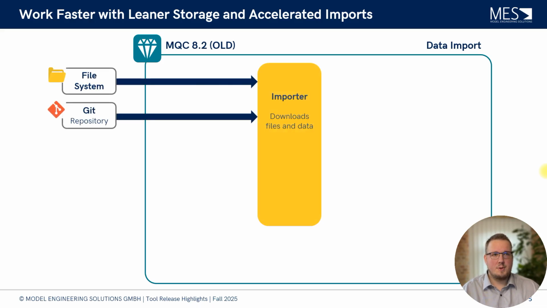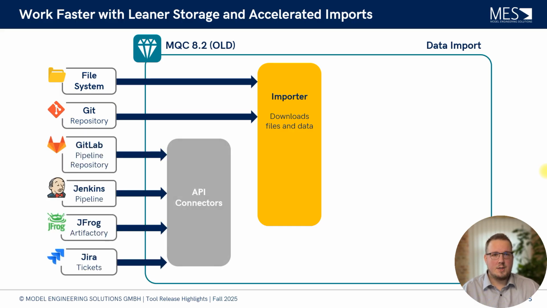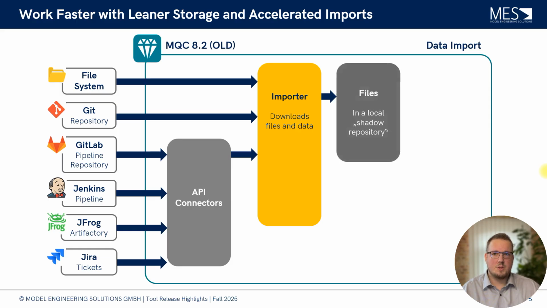In the old import, the file system and Git repository were directly handled by the importer. API connectors were also downloading files that the importer then processed. All these files were stored in a local shadow repository. So your local hard drive, where either your node manager or your desktop client of MQC ran, had a copy of the files that came from a remote location.